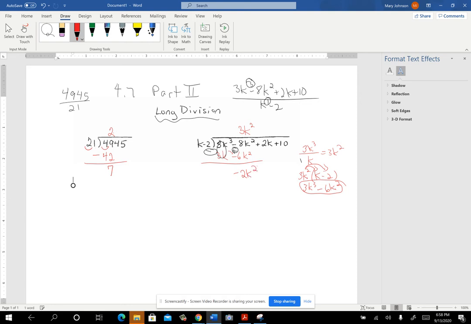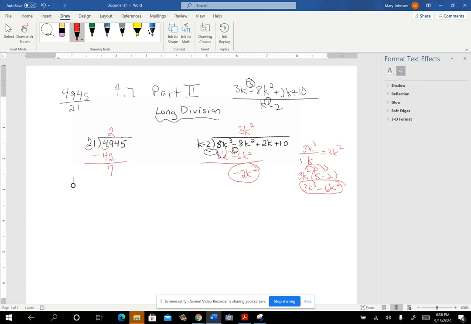-2k squared. This is where mistakes are typically made. I want that circle going around both of it. Right here, people will put -14k squared or a positive 2k squared. Not getting the correct thing at that step is the typical mistake, and it's usually because subtracting polynomials can be a little tricky.